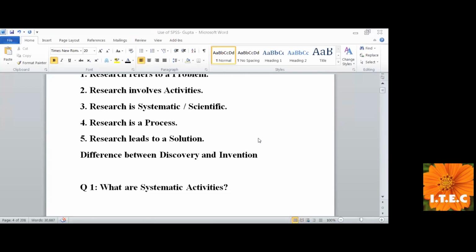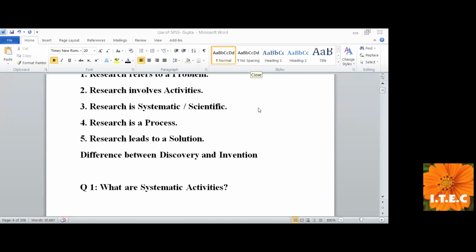So during research, you may invent something. Then another is that you cannot have a registration for discovery, but for invention, you can have a registration. Once you invent something which is new, you can get it patented. So these are the differences between discovery and invention.